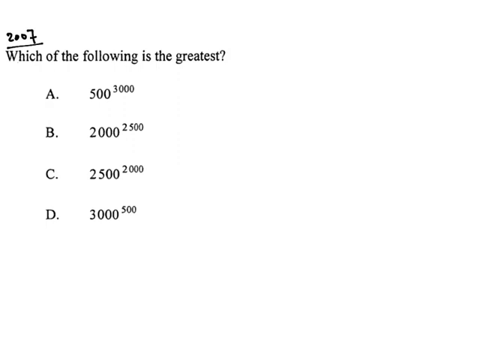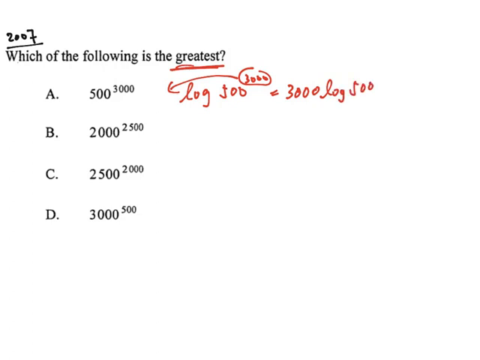So for 2007, we need to find the greatest number. Actually, we need to take log to every choice and then see which one is the largest. So like this. We take log and then we'll put the index to the front. So it becomes 3000 log 500. Then you press the calculator. Then you can find it is this one.